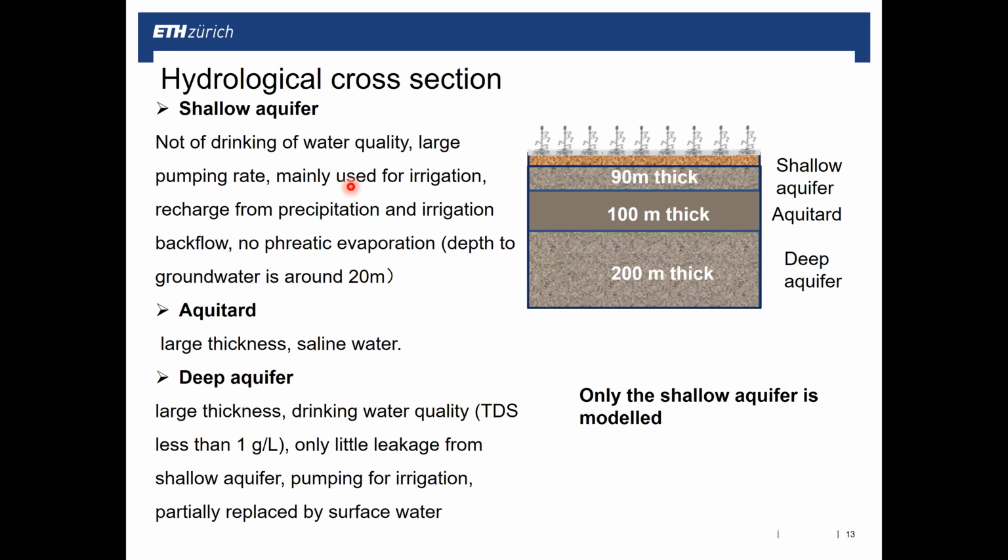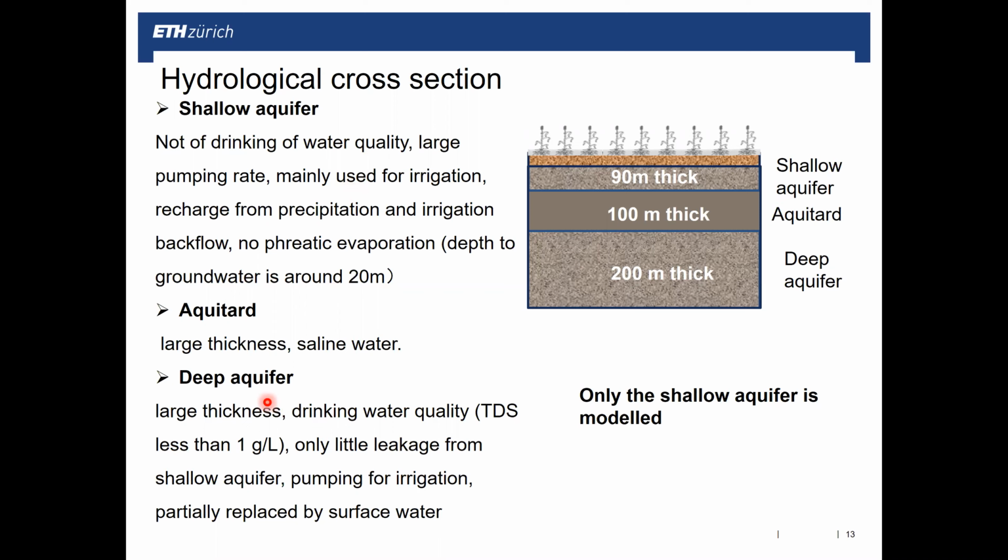Every year they crop winter wheat and summer maize, so it's a double cropping system. So they need more water. So more irrigation water is pumped from this shallow aquifer, and the shallow aquifer also receives recharge from the precipitation and the irrigation backflow. And the groundwater evaporation is ignored because the groundwater table in Guantao is much deeper at the moment.